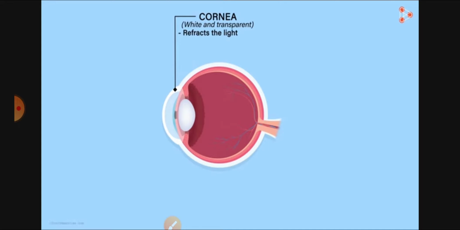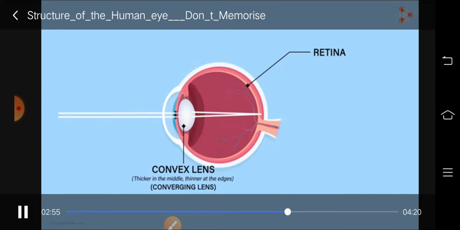Why do I say a normal eye? Well, in a defective eye, this point of focus may lie either in front of the retina or behind the retina. We will talk about this defect of the eye in our future videos, but first, let's go back to our normal eye where light is focused on the retina.